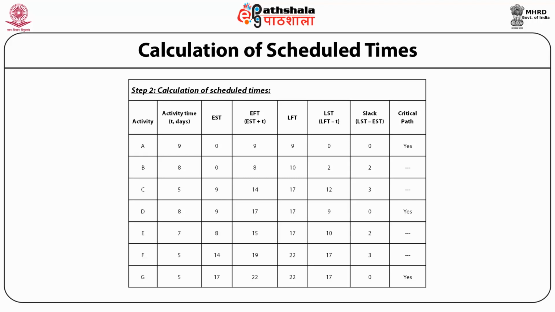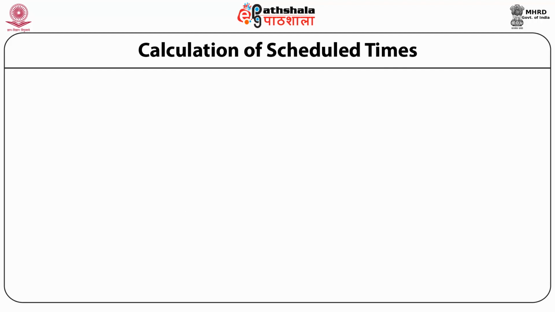Activity F, activity time 5 days, EST 14, EFT 19, LFT 22, LST 17, slack time 3, critical path no. Activity G, activity time 5 days, EST 17, EFT 22, LFT 22, LST, LFT minus T, that is 17, slack LST minus EST, that is 0, critical path yes.